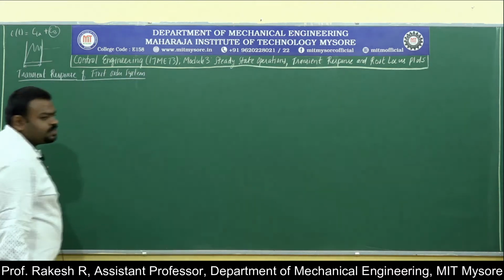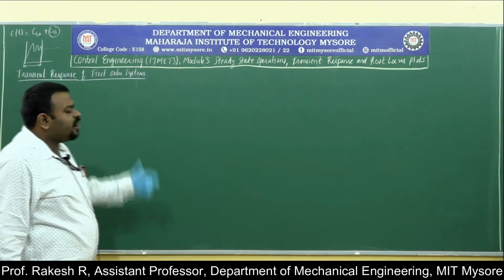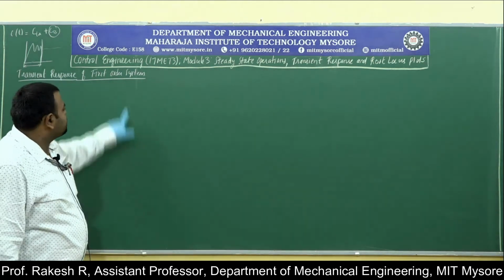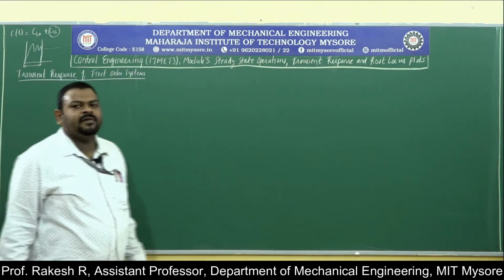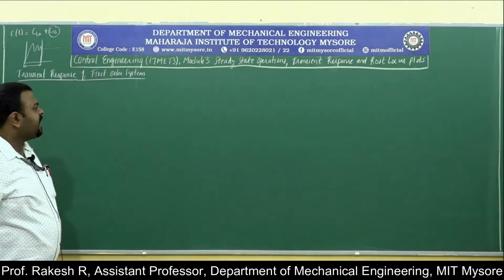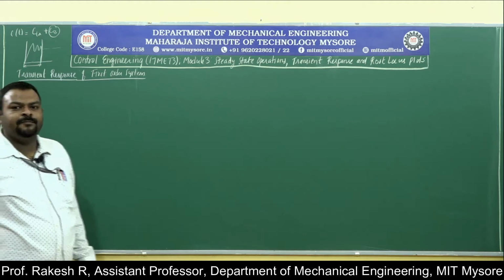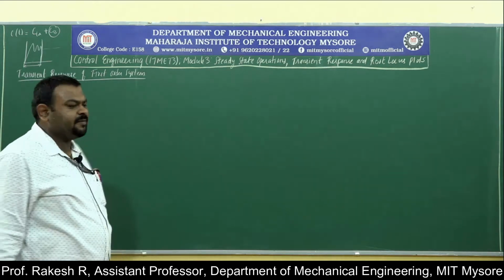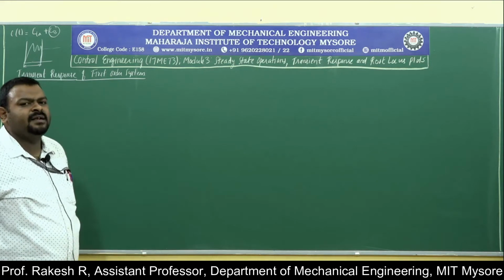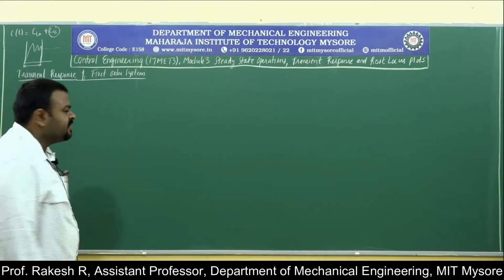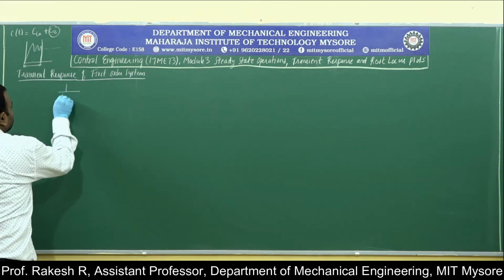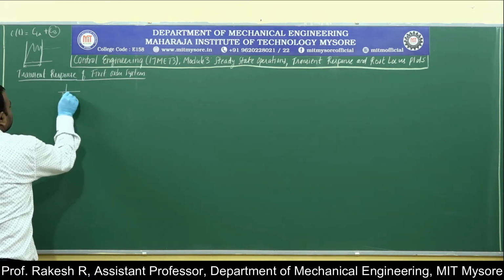Again, in the previous sessions we have discussed the order of the system and the type of the system. The order of the system is the highest power of s in the open loop transfer function. The type of the system is the number of poles at the origin. Let us recall a simple basic first order system. The first order system has a transfer function like this.